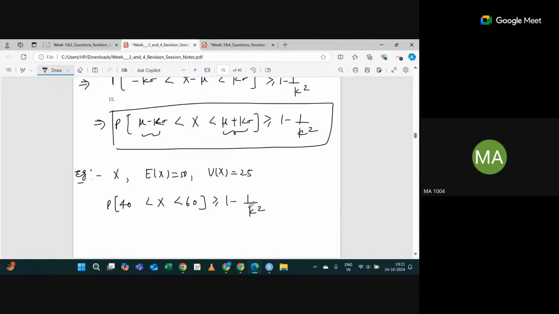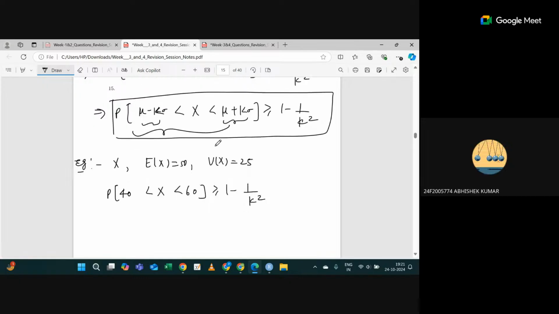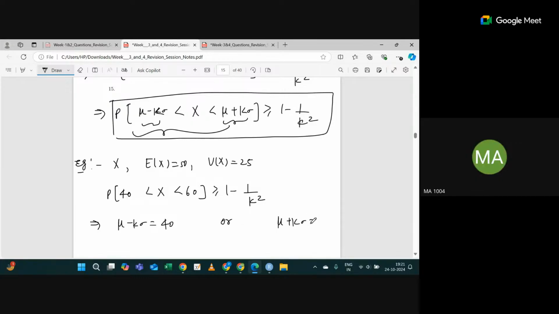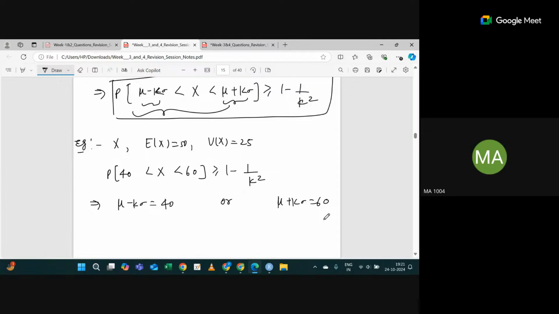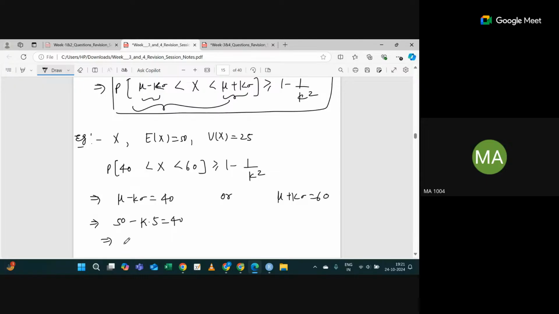So what you have to do? That means you have to use this form, correct? This means, can I say mu minus K sigma is equal to 40? Or you can go with mu plus K sigma equal to 60, anything. The key thing is we have to find the value of K. So from here, what is the value of mu? 50. Minus K, what is the value of sigma? Variance is 25, so sigma will be 5. So 50 minus 5K equal to 40.